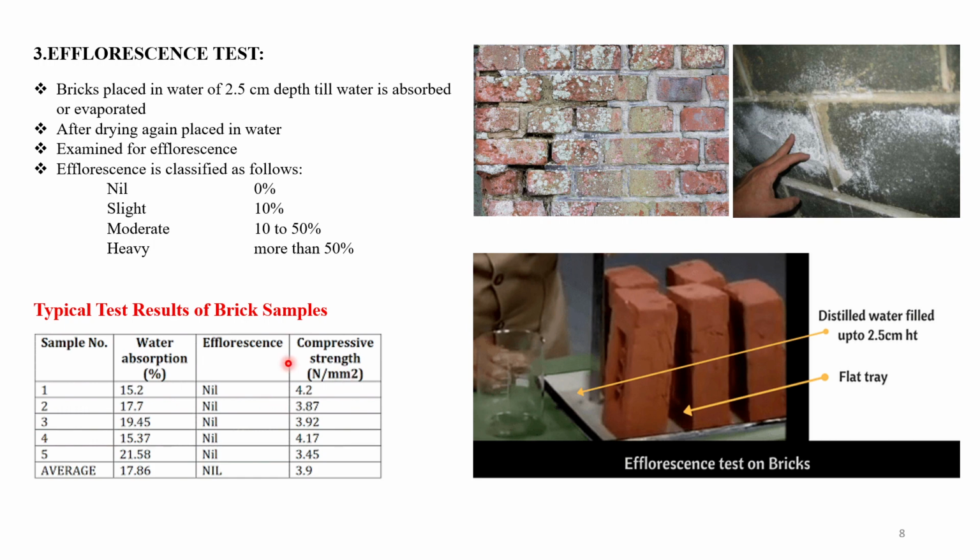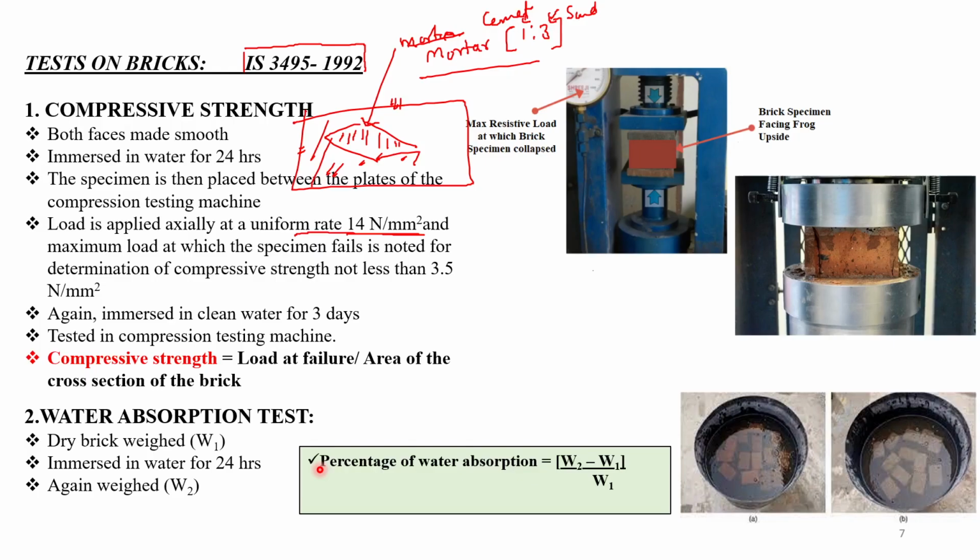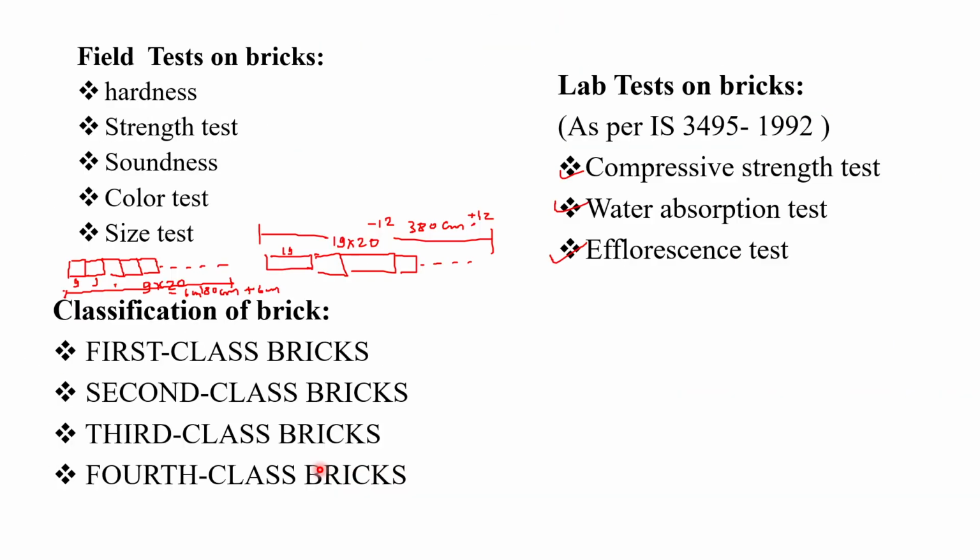Okay, this is the typical result table where the water absorption, efflorescence, and compressive strength of the bricks are given. And lastly, we will take the average over the number of bricks. So, advantages of brick. It is up to you, please read these things. Now I am coming here.